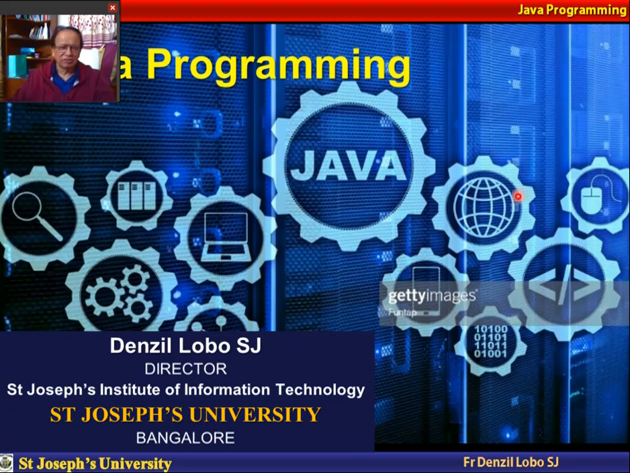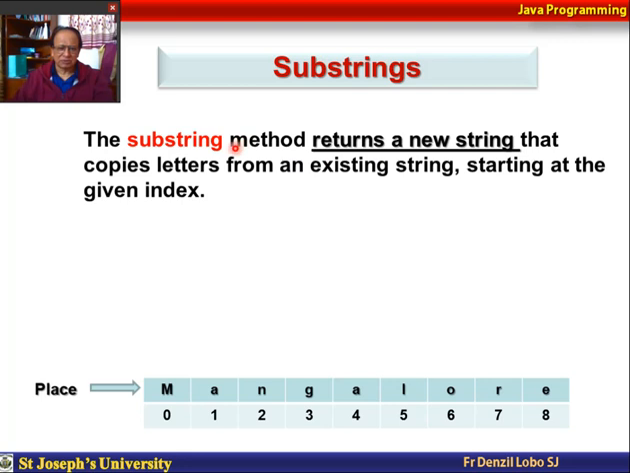In this lecture, we will be dealing with two important string methods. The first one is the substring method. It returns a new string that copies letters from the existing string starting at a given address. It is either going to return only one alphabet or a string. It is very similar to the function in C.